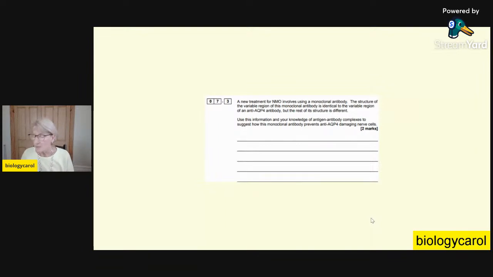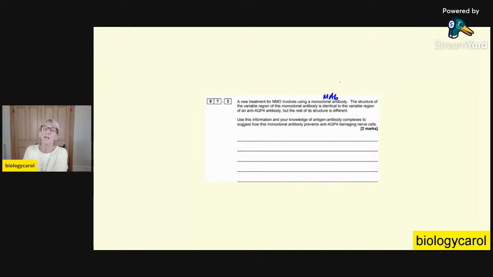7.3, a new treatment for NMO involves using monoclonal antibodies. Structure of the monoclonal antibody: the variable region is the same as the anti-AQP4 antibody, but the constant region is different. Use this information and your knowledge of antigen-antibody complexes to suggest how this monoclonal antibody prevents the other antibody from damaging the nerve cells. Well, if it's got the same variable regions, it's going to bind to the nerve cells. However, if the constant region is different, that's the bit that actually calls, as it were, phagocytes or whatever, it causes the destruction of the nerve cells.